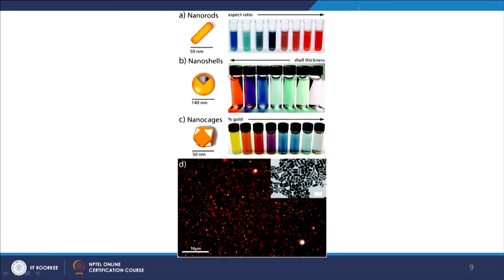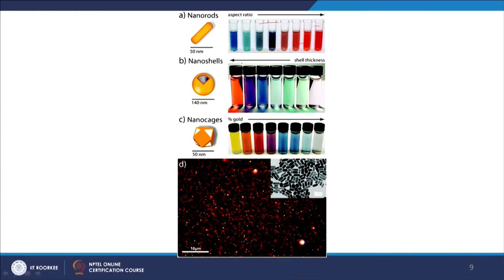So, this is your gold again, and notice here, as these are nanorods, as the aspect ratio changes, the color changes. So, if you have some target that will change the aspect ratio of nanorods, then you can use this calibration to find out semi-quantitatively or quantitatively the presence of your target and how much is present.